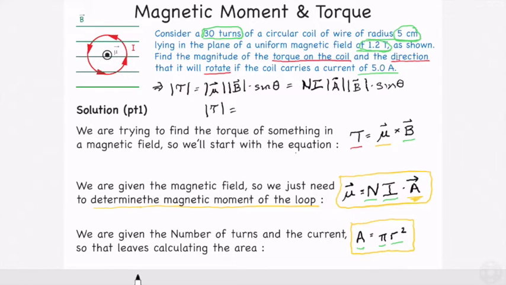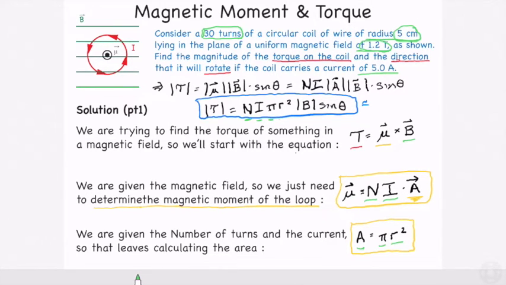is equal to N I pi r squared times the magnitude of the B vector times the sine of the angle between the two vectors. This is then our result in terms of known quantities. And if we plug in the numbers here, because we have a known value for N, that's 30 turns, a known value for the current, that's 5 amps.